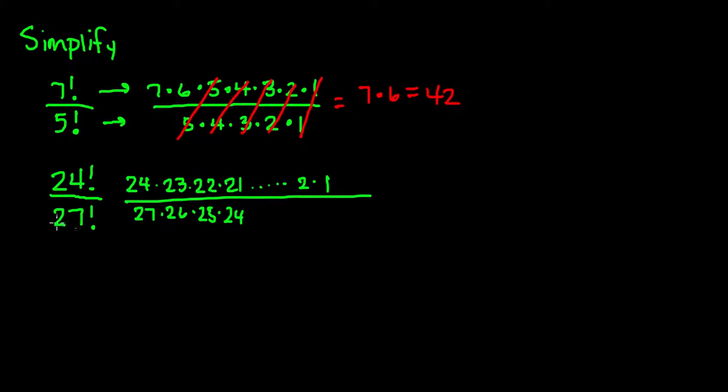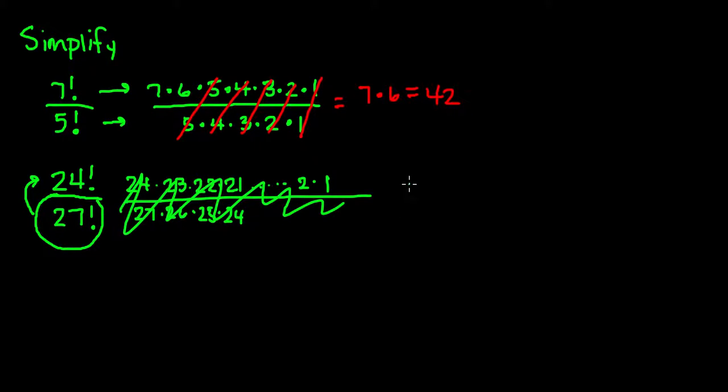But what you'll notice is that the larger factorial can actually decrease until it hits the smaller of the factorials. What I mean by that is, rather than expanding both of them, why not just expand the larger one until you get to the smaller one's factorial range? Because we all know that 27 factorial has 24 factorial embedded within it. What I mean by that is that you don't have to do it this way.